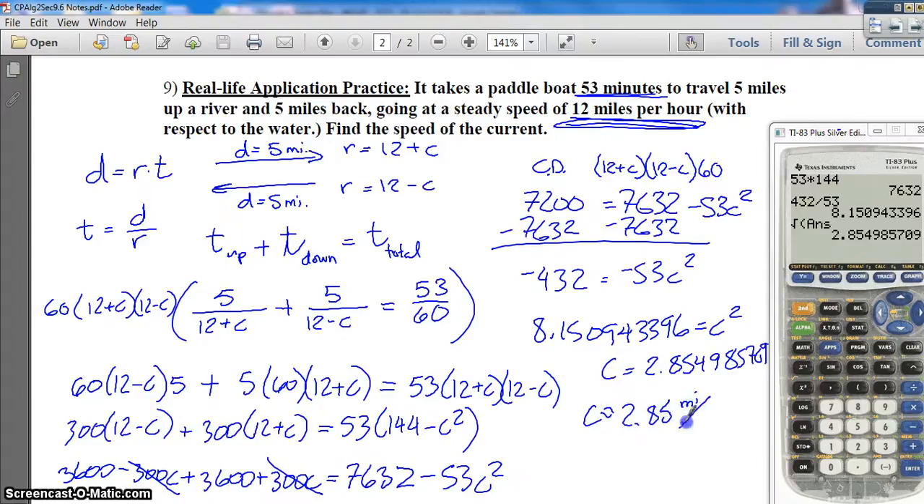So your current is approximately 2.85 miles per hour. All right, so if you're going downstream, you're traveling at 14.85 miles per hour. If you're going upstream, it's actually 9.15 miles per hour. So there's the speed of the current.